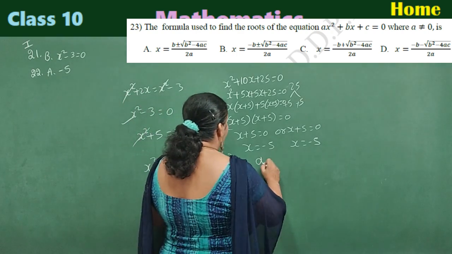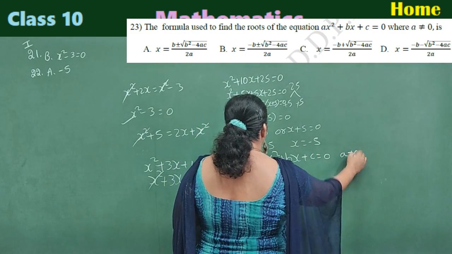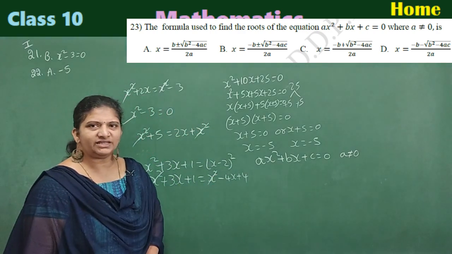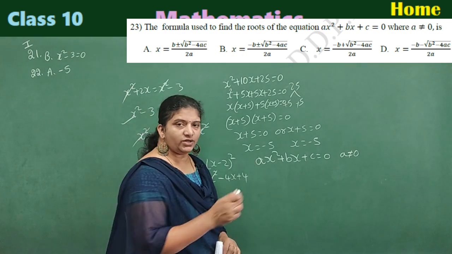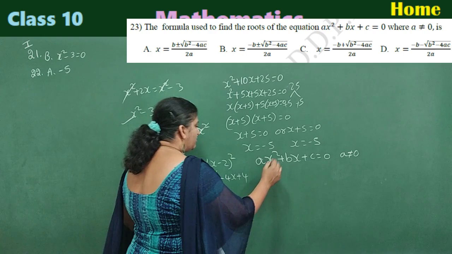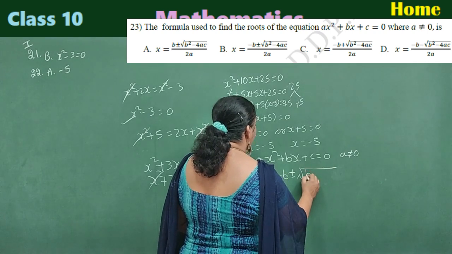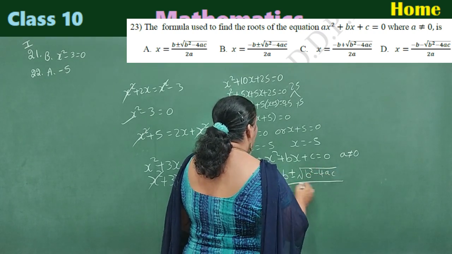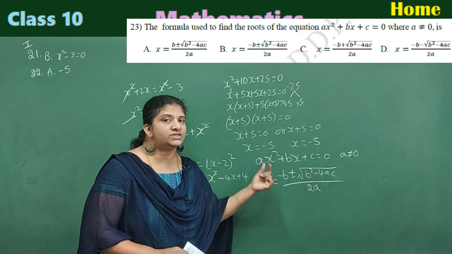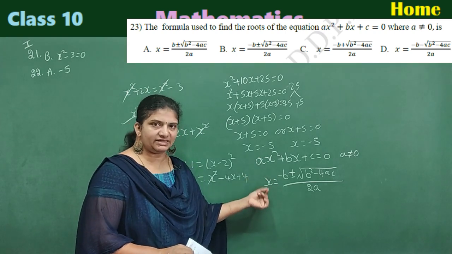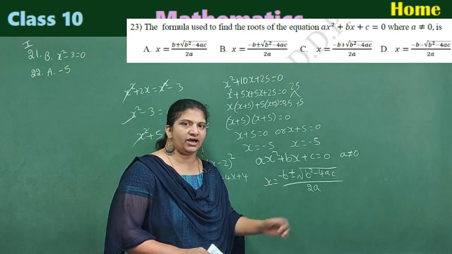23rd, the formula used to find the roots of the equation. What is the equation? ax square plus bx plus c equal to 0, where a is not equal to 0. This is a quadratic equation. What is the formula for this quadratic equation? We remember the formula: x is equal to minus b plus or minus square root of b square minus 4ac, whole divided by 2a. To find the roots in a quadratic equation, we know the formula: x is equal to minus b plus or minus square root of b square minus 4ac by 2a.